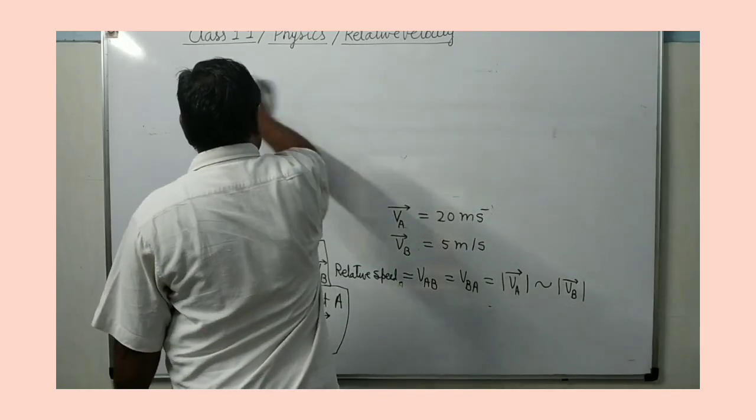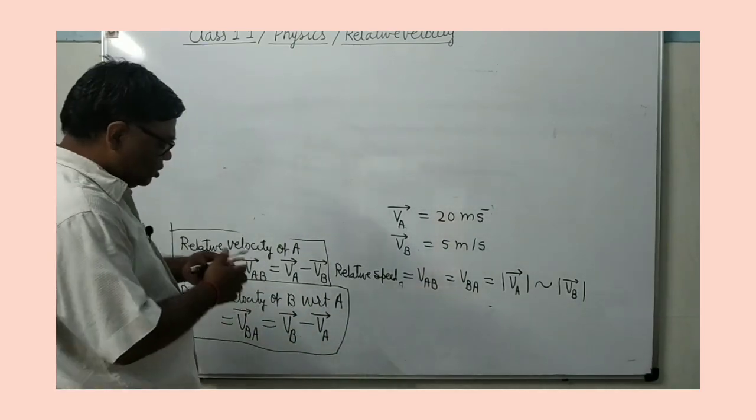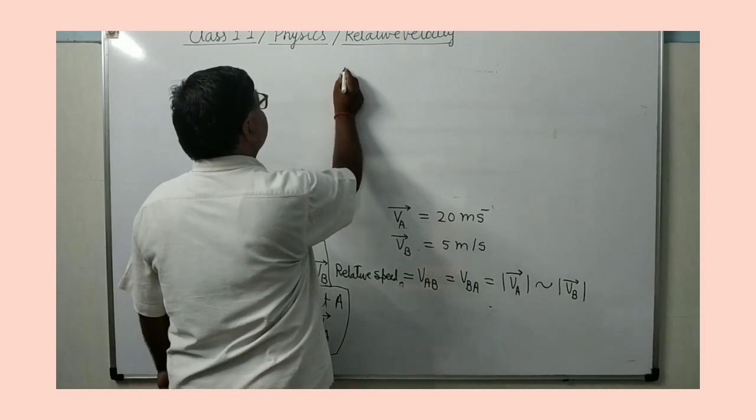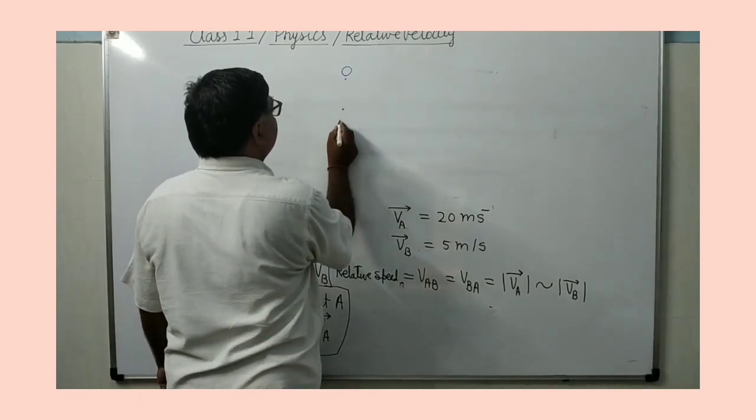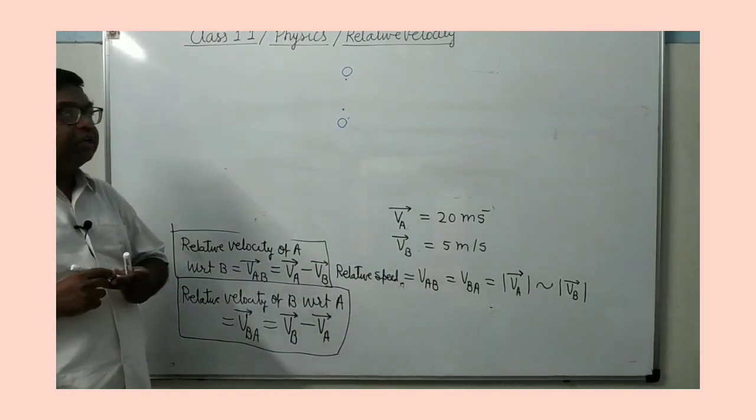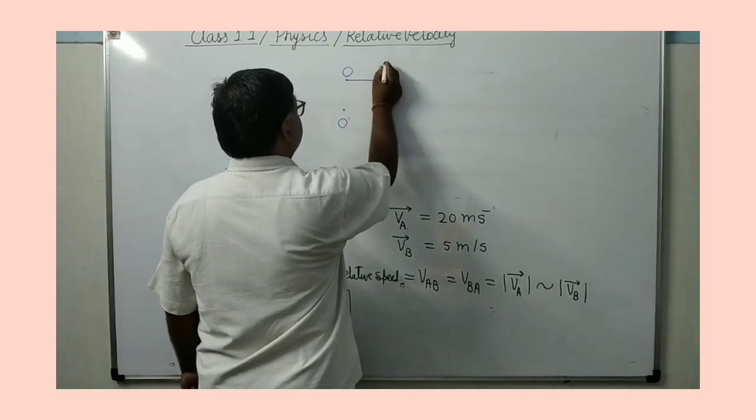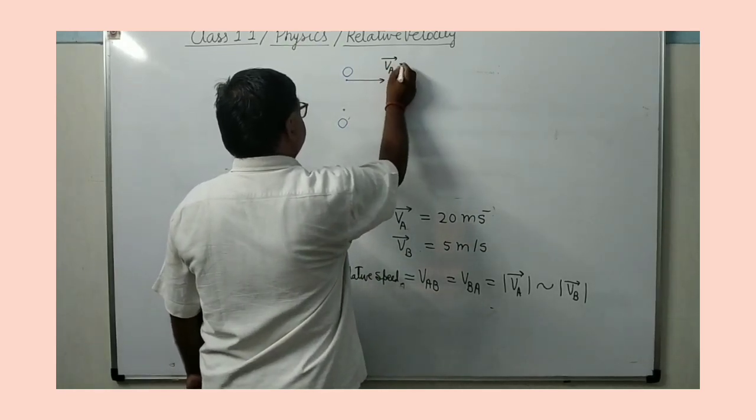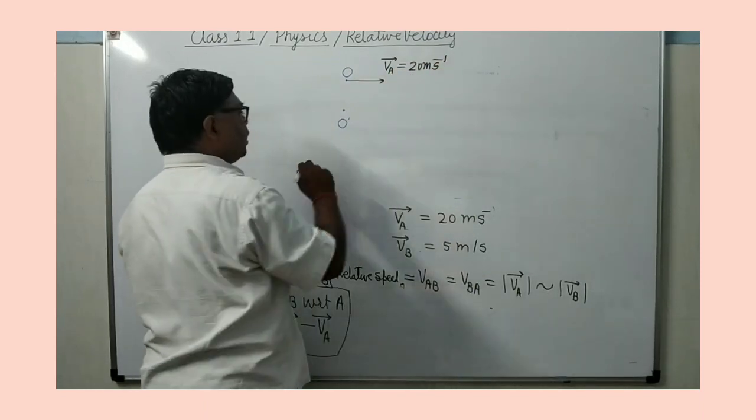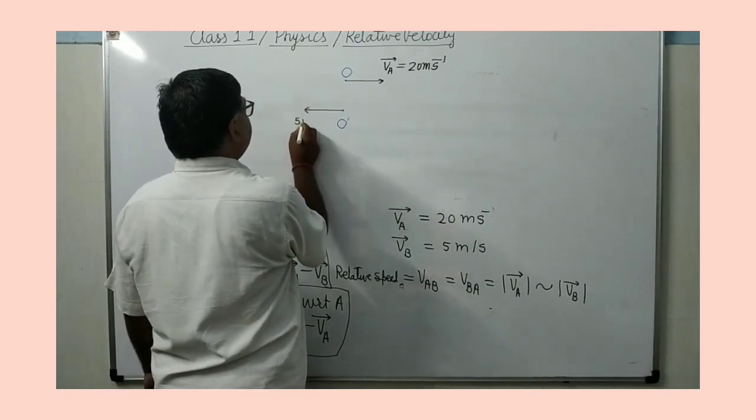Now see here, when they move in the opposite direction, suppose both the bodies are at the same point here, O and O dash. It's clear? Their origins are the same. Here A is moving with what velocity? A is moving with a velocity of 20 meter per second, and the direction of A I have taken as positive. B is moving in this direction with 5 meter per second.